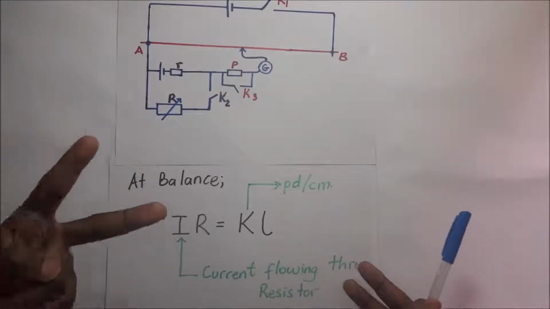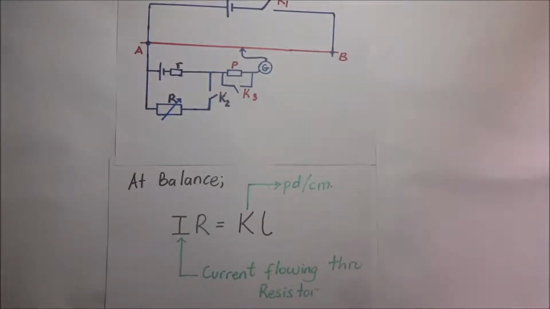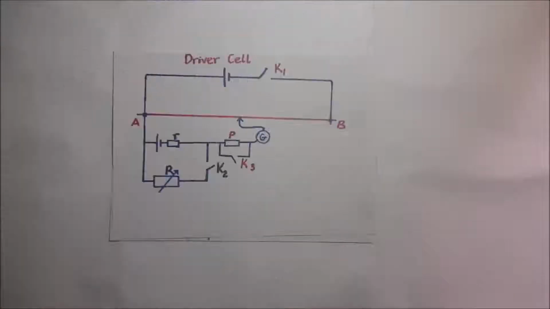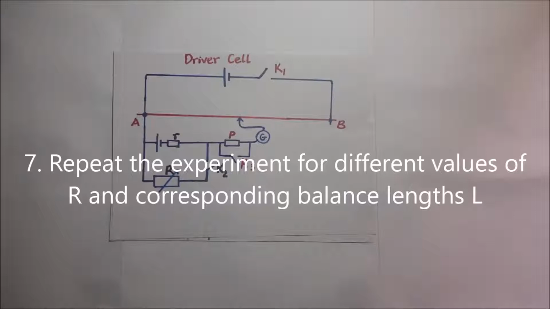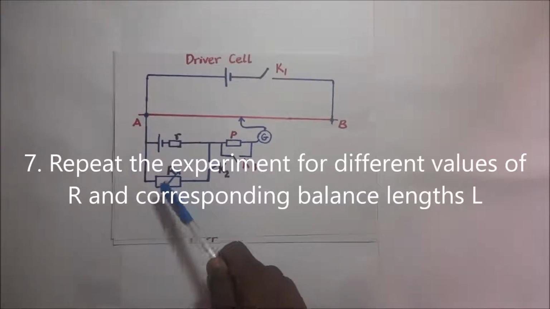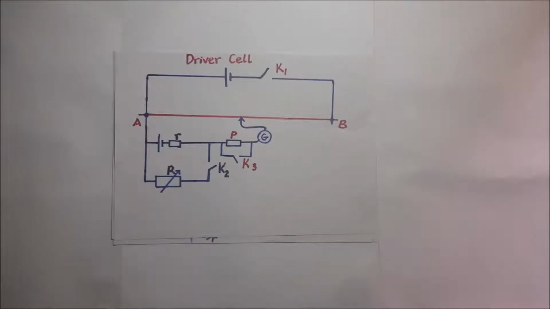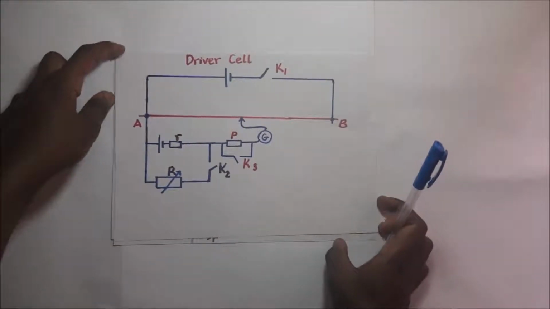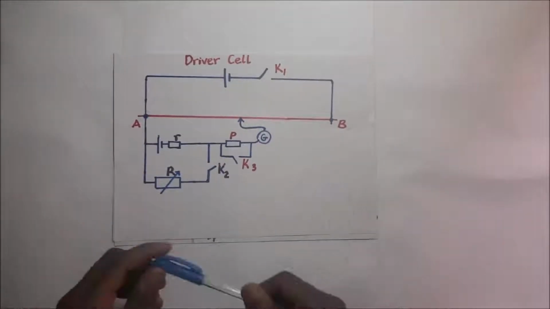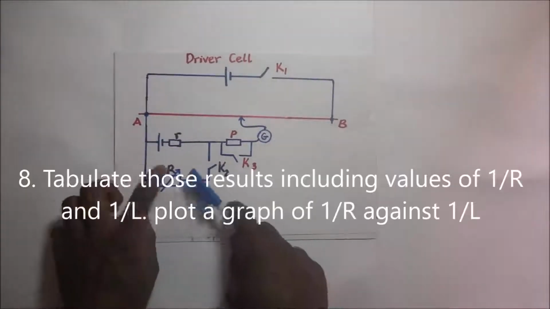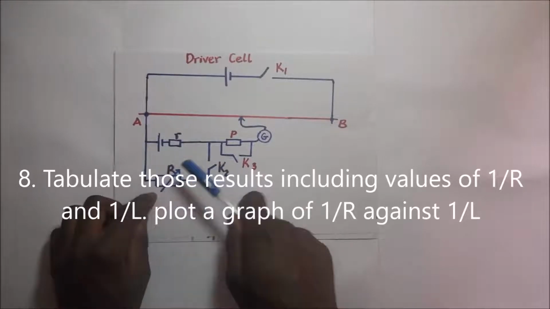Now that we have two equations, we go ahead and find the internal resistance of the cell. Just like I've been describing, we repeat the experiment using different values of R. We keep adjusting this rheostat so that we get different values of R, and as a result we get corresponding values of L, the balance length. We tabulate those results, and in our table we include the values of 1 over capital R and 1 over L, the balance length corresponding to R.